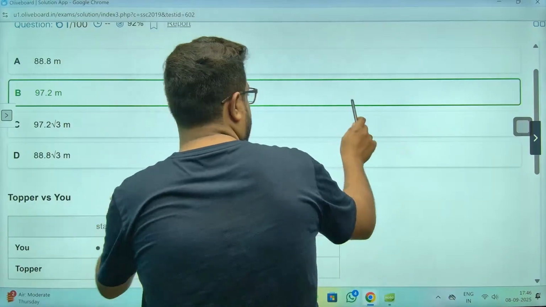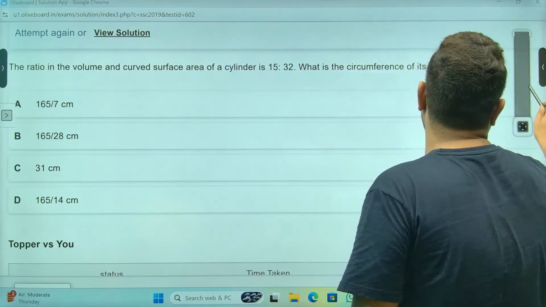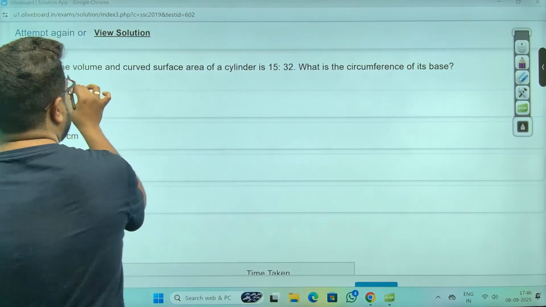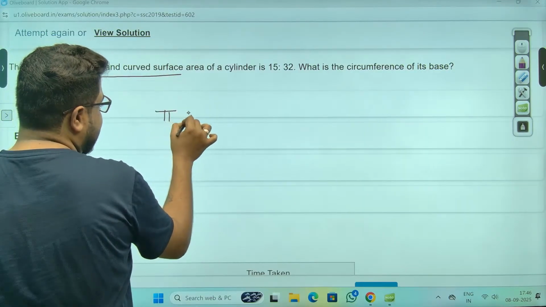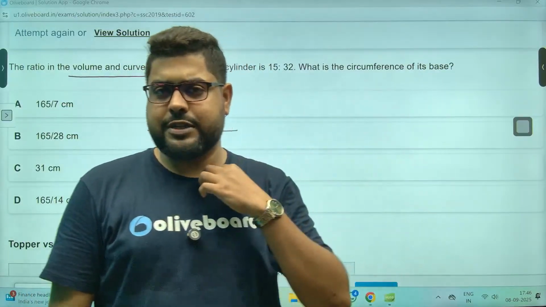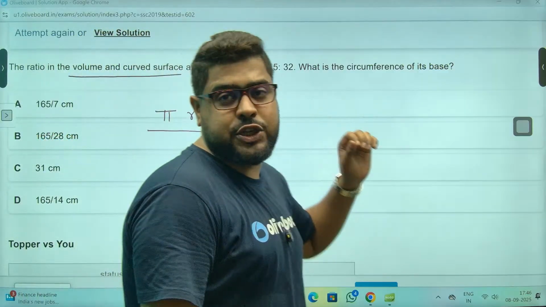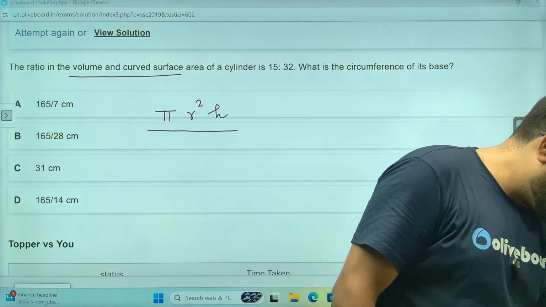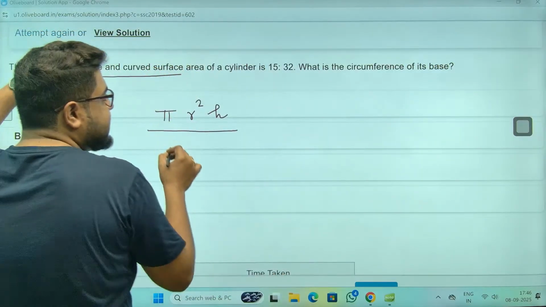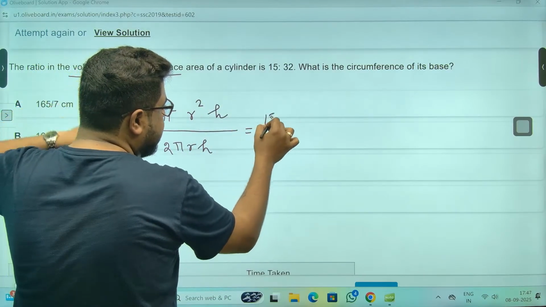Chalo, next one, sir. Ratio of volume and curved surface area of a cylinder. So radius I'll get from this one line. Sir, volume is pi r square h. Again, this ratio concept I have given so many things in the foundation batch. You need to learn how to interpret ratios directly. Dekho, curved surface area, sir, that is 2 pi r h. Correct? It is 15 by 32.